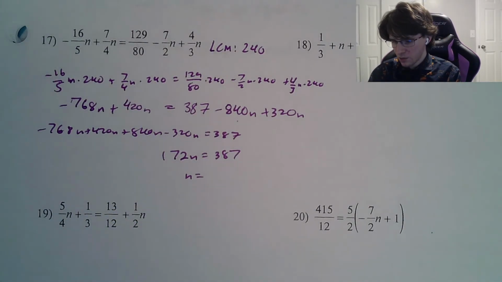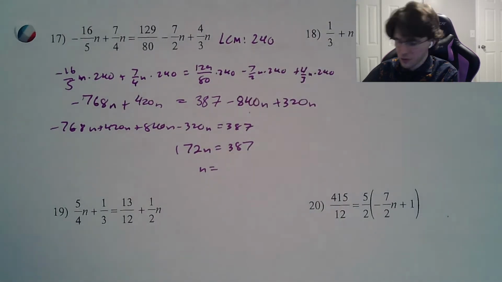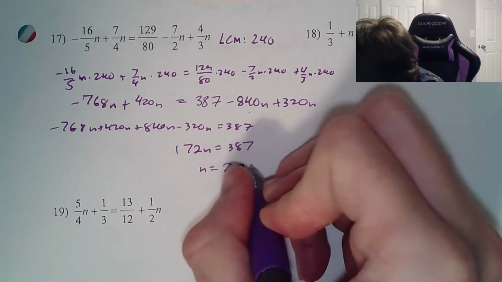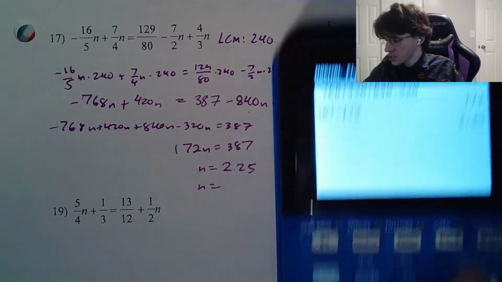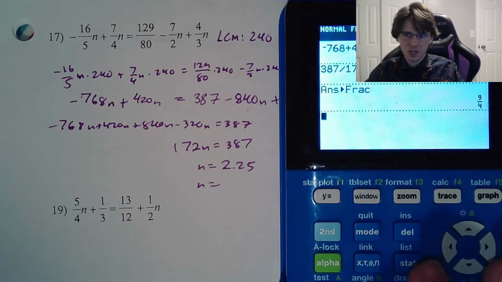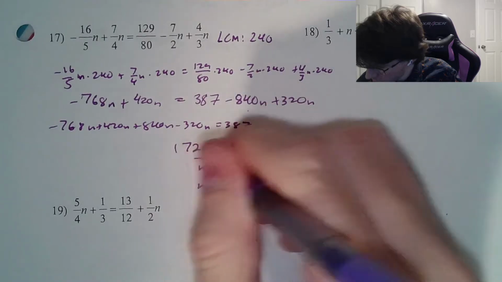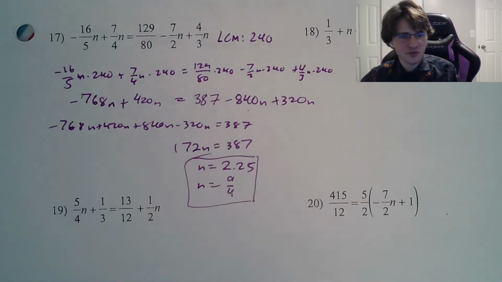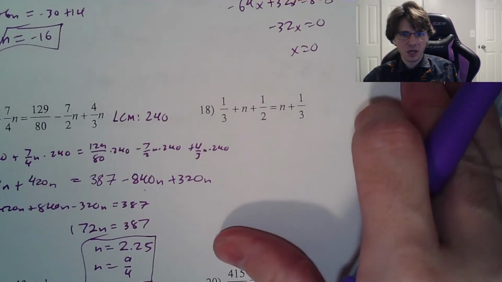387 divided by 172 in the calculator will give you 2.25. In fraction form, you can always convert your decimals into a fraction by hitting math and then enter twice. It looks like 9 over 4 is the answer. Beautiful. Took all of that page of work, but we got to the correct answer. Feels good, man. We love it.